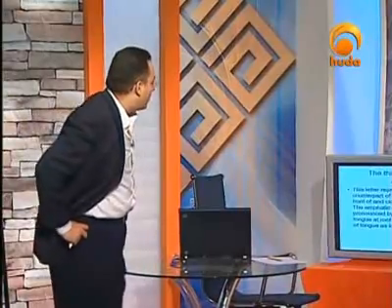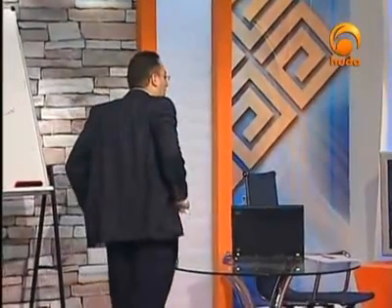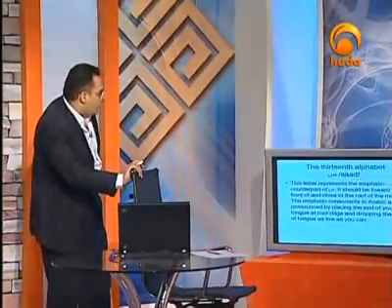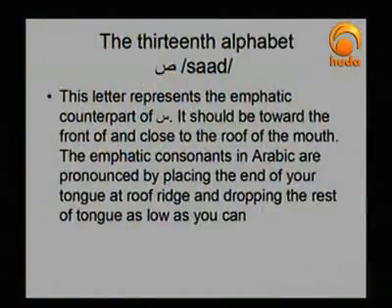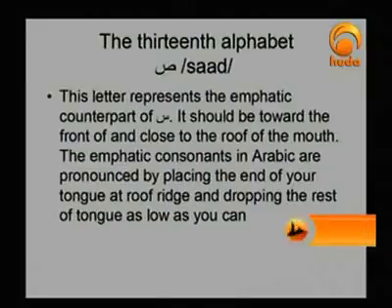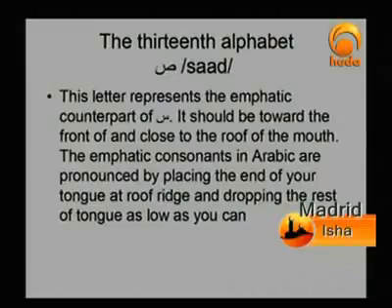Now, let's move on to the 13th letter of the Arabic alphabet, which is sa. If you have a look at the slide, it says this letter represents the emphatic counterpart of sa. It should be toward the front of and close to the roof of the mouth. The emphatic consonants in Arabic are pronounced by placing the end of your tongue at the roof ridge and dropping the rest of the tongue as low as you can. I think that's quite interesting.